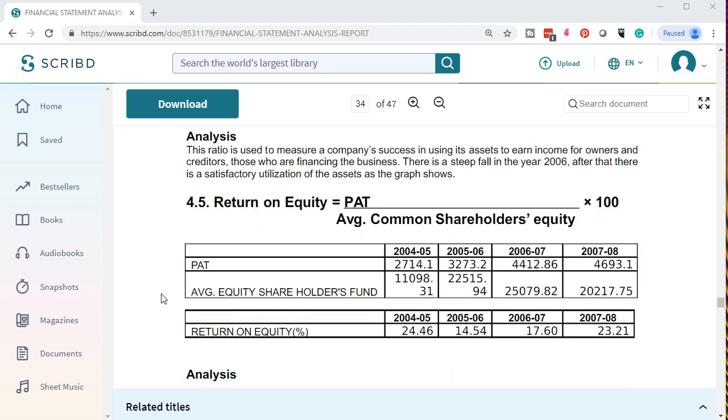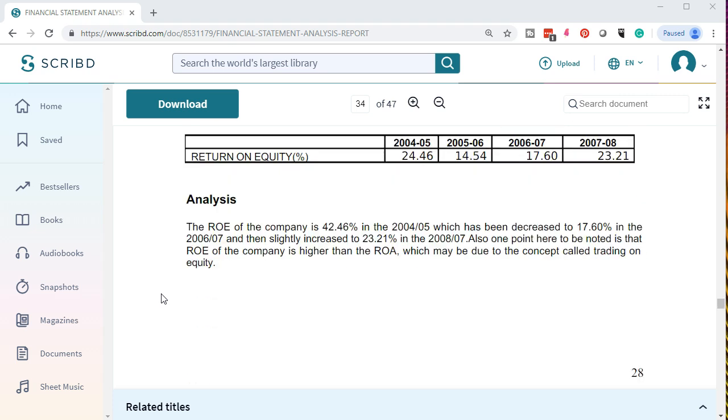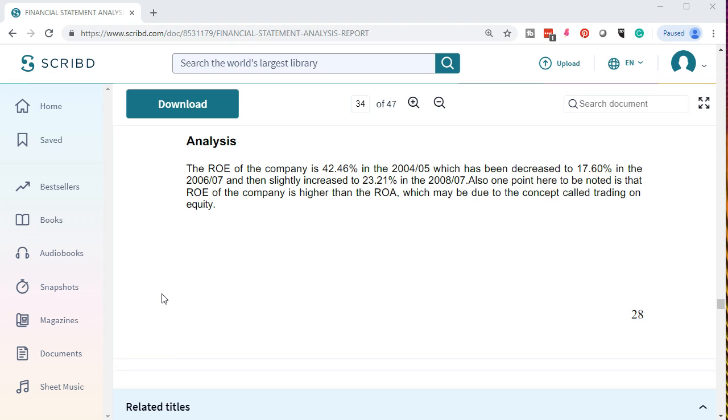Then we have the return on equity. Again, you could do that calculation. Let's take a look at the ratio. The ROE of the company is 42.46 in 2004-05, which has been decreased 17.60% in 2006-07, and then slightly increased 23.21% in 2007-08. Also, one point here to be noted is that ROE of the company is higher than the ROA, which may be due to the concept called trading on equity. So this is pretty vague.